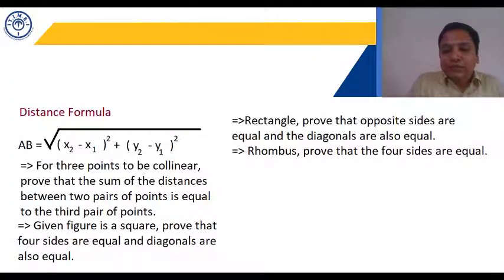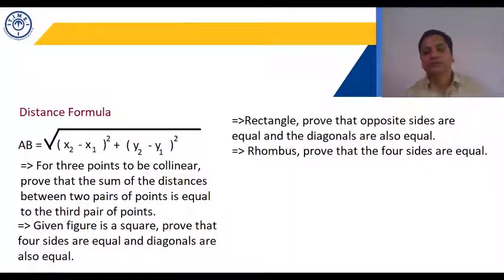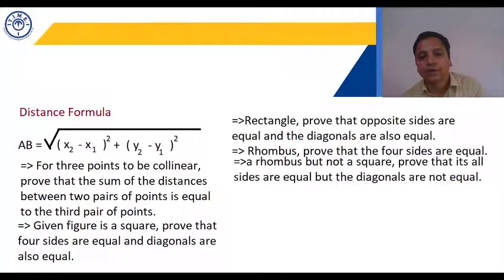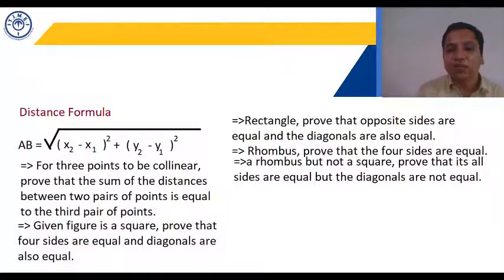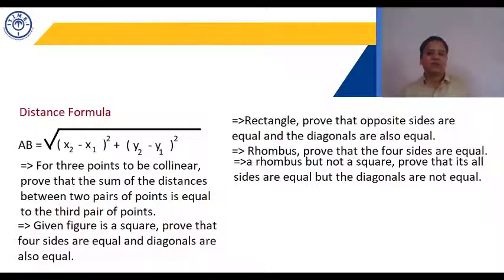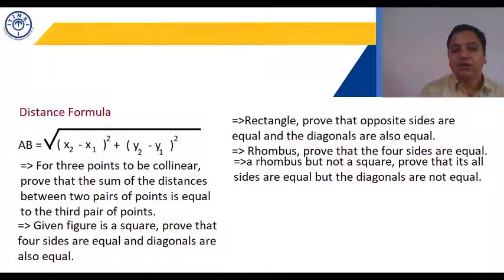Rectangle: prove that opposite sides are equal and the diagonals are also equal. A rhombus but not a square: prove that all its sides are equal but the diagonals are not equal, because diagonals are equal in the case of a square, and sides are also equal. Diagonals are not equal in the case of a rhombus, despite all sides being equal.